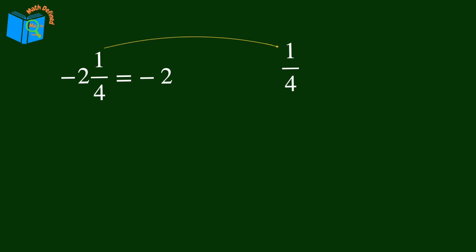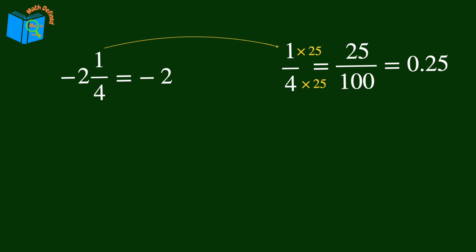We know that the 4 in the denominator can be multiplied by 25 to become 100, which is a power of 10. Then, since we multiplied the denominator by 25, we need to do the same to the numerator, and we get an equivalent fraction of 25 over 100, which makes it easier to convert directly into a decimal. 25 over 100 is simply 0.25. Now we just add the decimal number to the integer, negative 2, and we get negative 2.25.